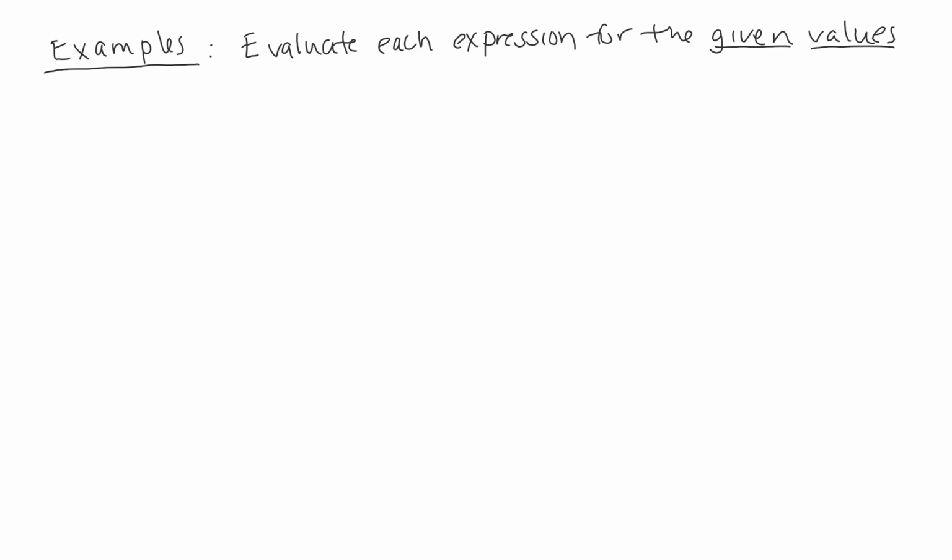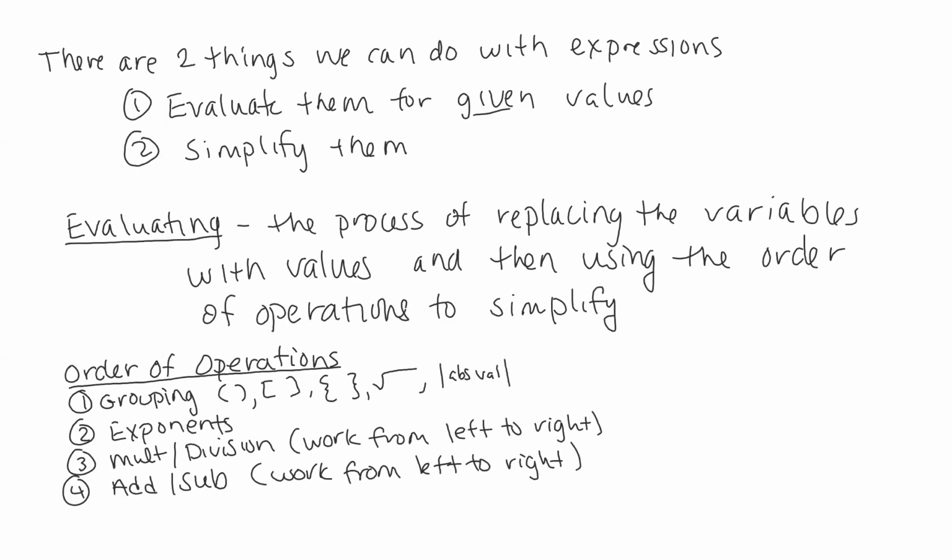So for our first example, we have a really simple one. We have 5x plus 7, and we want to evaluate for x equals -3. So anywhere I see an x, I'm going to replace the x with a -3. So I've got 5 times -3 plus 7. Now I need to follow the order of operations. I have multiplication and addition. According to the order of operations, I want to do the multiplication first, the addition second.